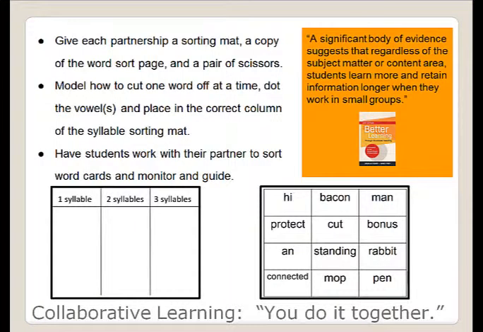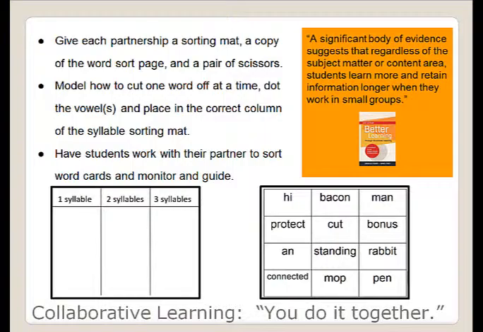The next phase is the collaborative learning phase. Give each partnership a sorting mat, a copy of the word sort page, and a pair of scissors. Model how to cut one word off at a time, dot the vowels, and place it in the correct column of the syllable sorting mat. Have students work with their partner to sort word cards, and monitor and guide.